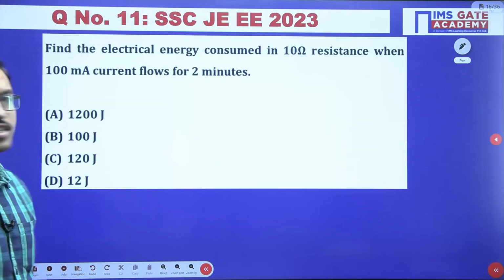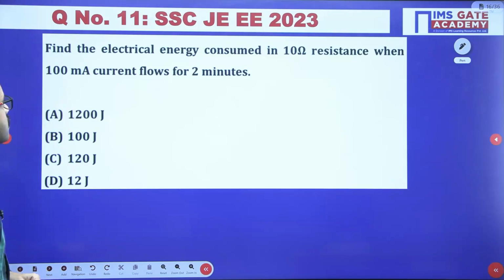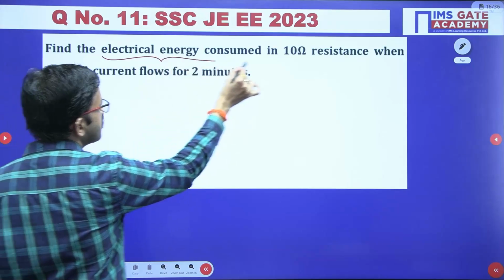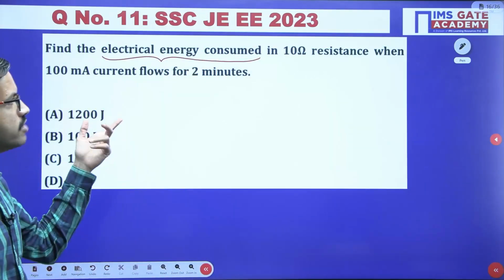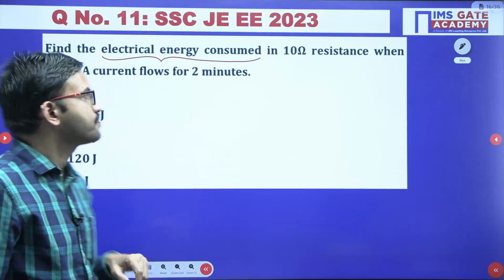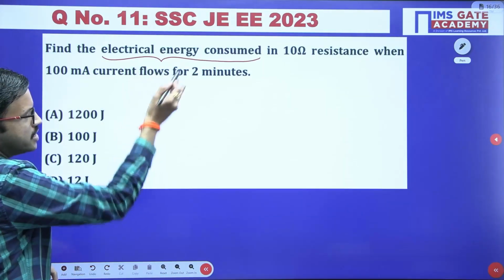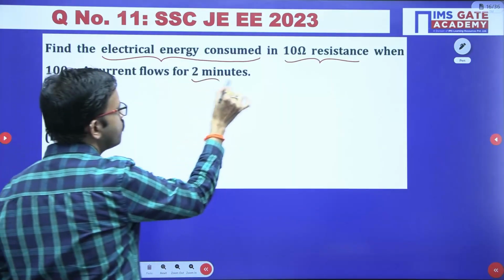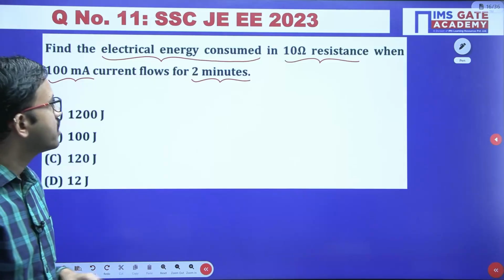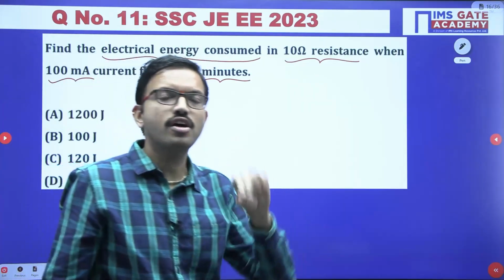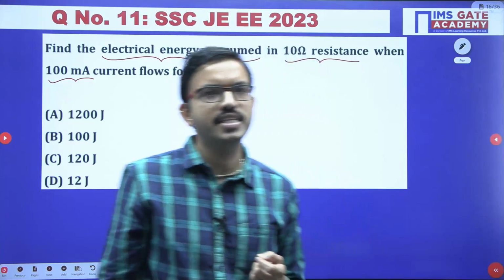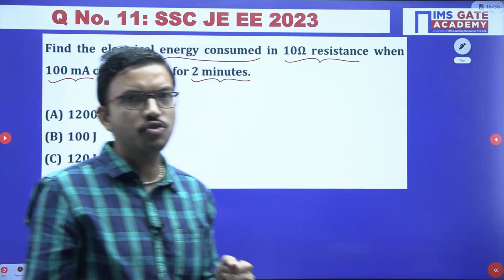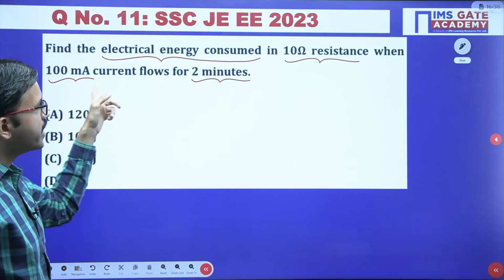Next question, all of you give it a try. In this question you have to find out how much energy was consumed. Earlier the question was with respect to power, now the question is based on energy. Find the electrical energy consumed in a 10 ohm resistance when 100 milliampere current flows for 2 minutes. Just observe what you are supposed to calculate and what the given data is. Based on that, you can use the basic formulas with respect to a resistor. In this question you have current and you have resistor.